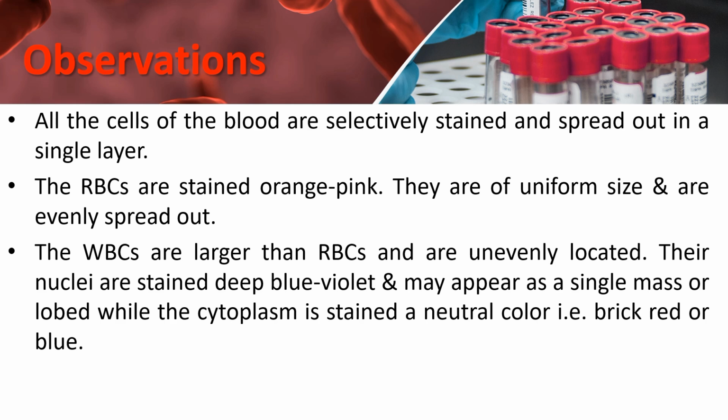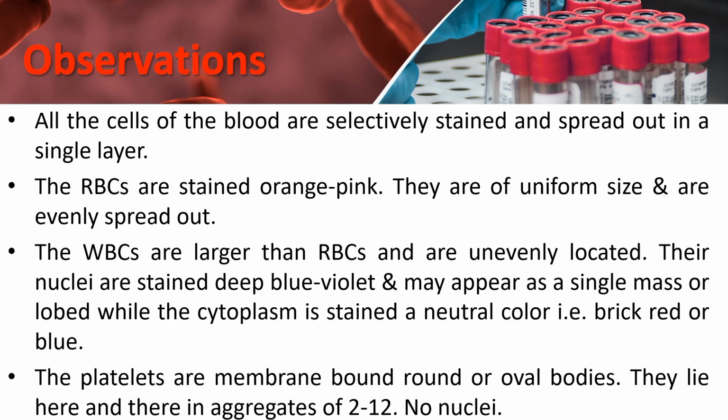lymphocytes and monocytes, or it may appear as lobed like in granulocytes, while the cytoplasm is stained a neutral color, that is brick red or blue. The platelets are membrane-bound round or oval bodies. They lie here and there in aggregates of 2 to 12. They stain pink-purple. Being fragments, these platelets have no nuclei.